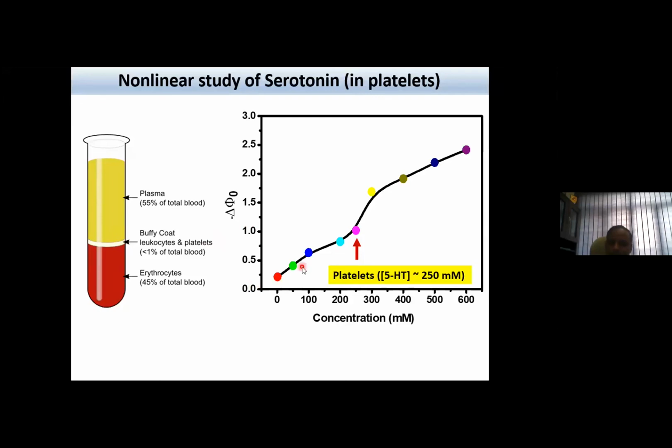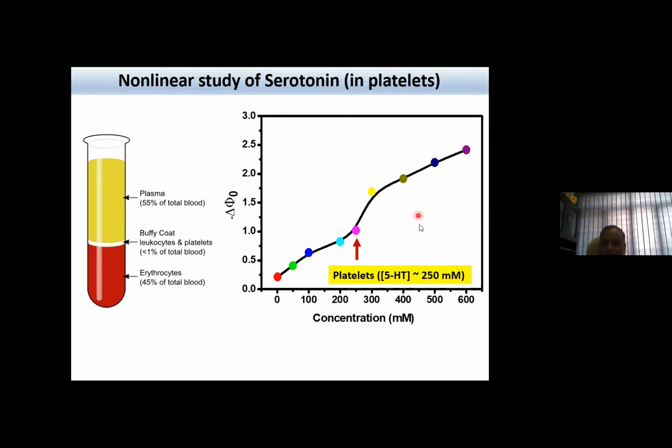Now we already have a standard curve for measuring the phase shift values from 1 millimolar to 600 millimolar, and then we took the Z-scan for the platelets and got a value which exactly follows the graph, at a concentration of around 250 millimolar. This is also reported, that the concentration of serotonin at the cellular level, in the vesicles, is in the range of 250 to 300 millimolar.